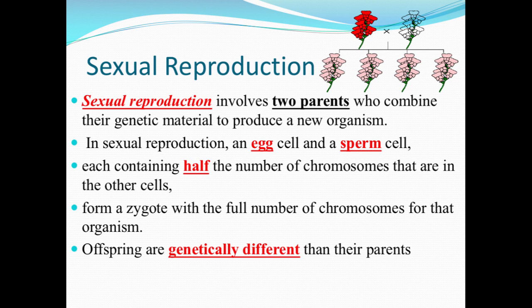Remember that sexual reproduction does create genetic diversity, right? That means the offspring is going to be different from their parents. Even though you might look very similar to one, you're still 50% your mom and 50% your dad.